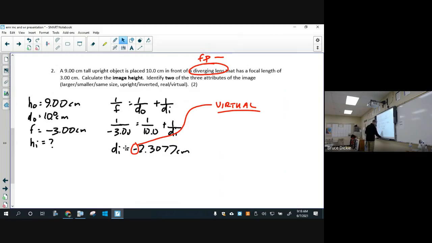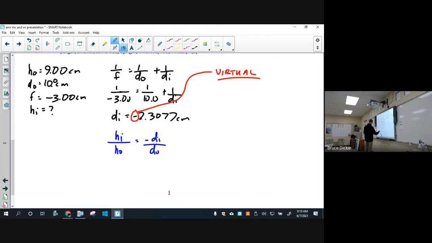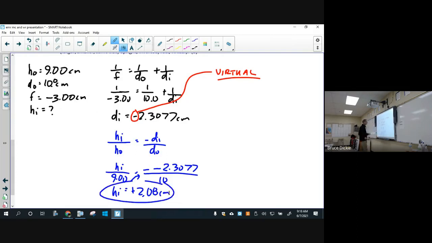Now let's find the image height. I'm going to say HI over HO equals negative DI over DO. Let's say HI over 9.00 equals negative, because DI was negative 2.3077, over 10. Divide those two numbers on the right, multiply it by 9, and solve for HI gives me positive 2.08 centimeters. So there's 1 point.